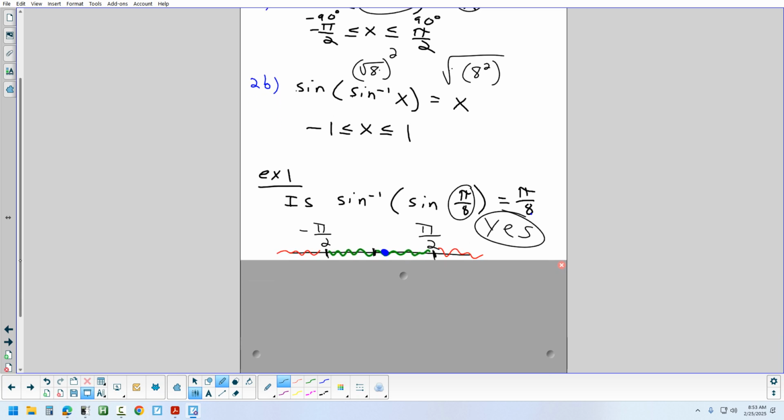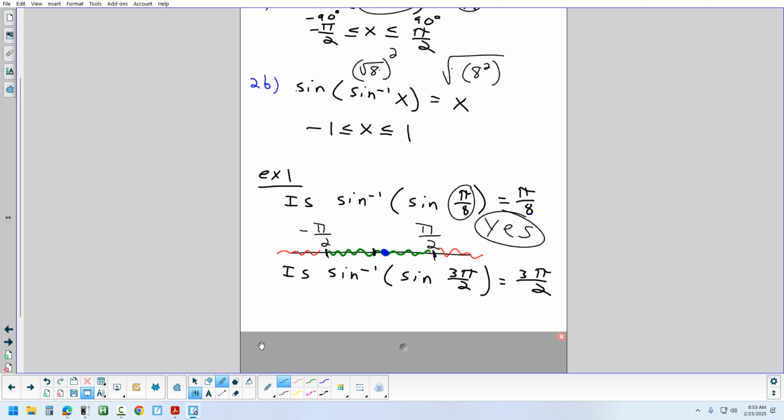Right? Let's look at this one. The inverse sine of the sine of 3 pi over 2. Okay. First of all, is that the same type of problem as the last one, or is it different? It's the same type, right? Inverse on the outside, regular on the inside. Okay. 3 pi over 2. Okay. What kind of number is that? Positive or negative?